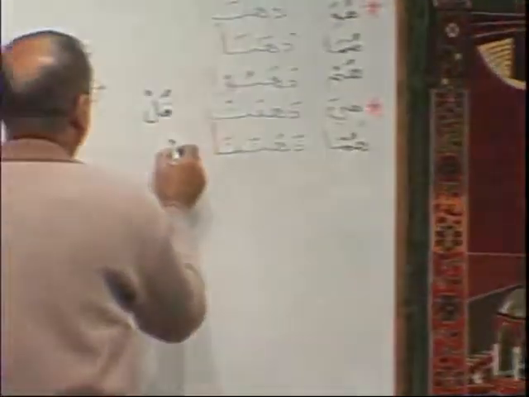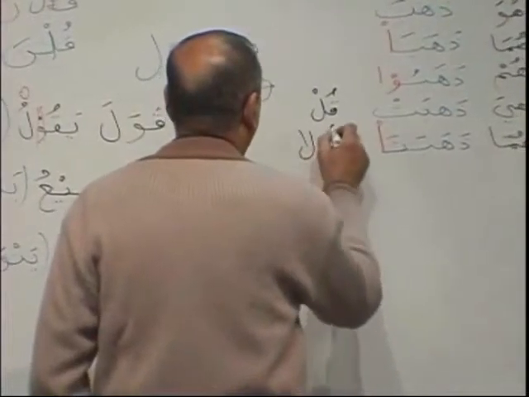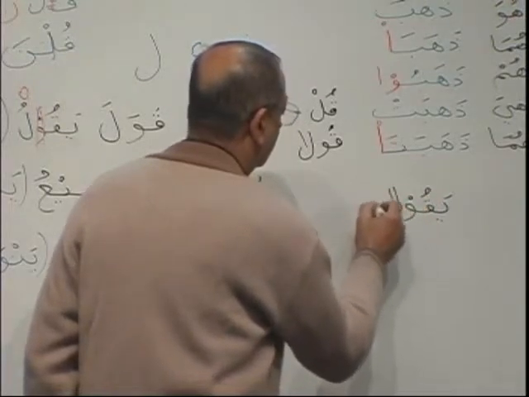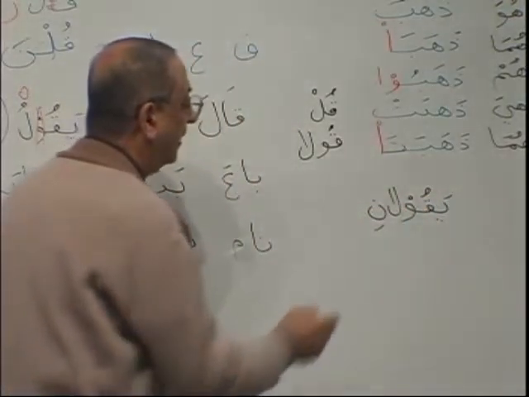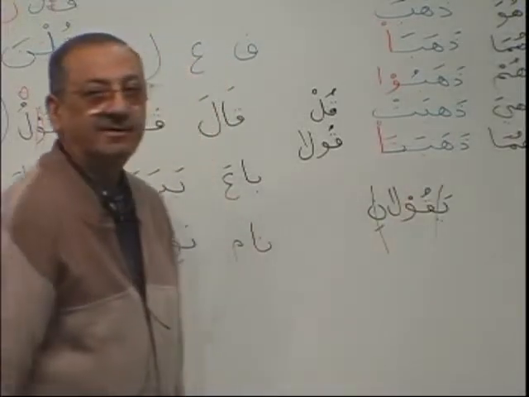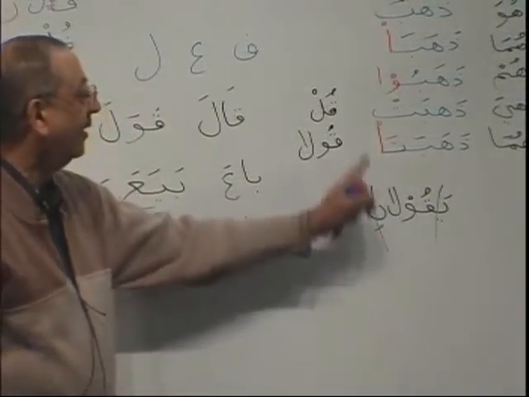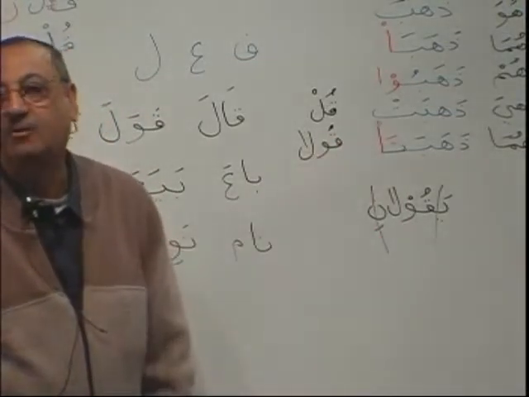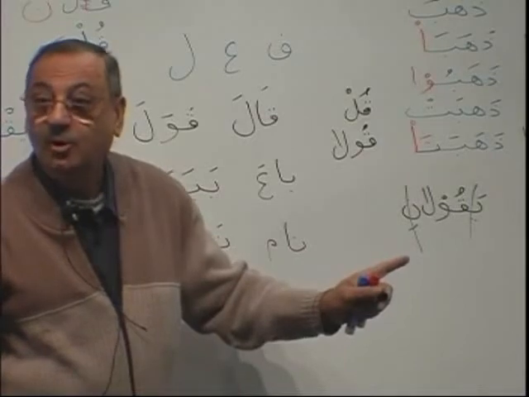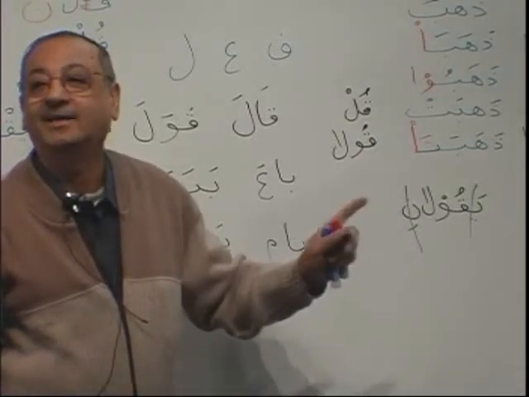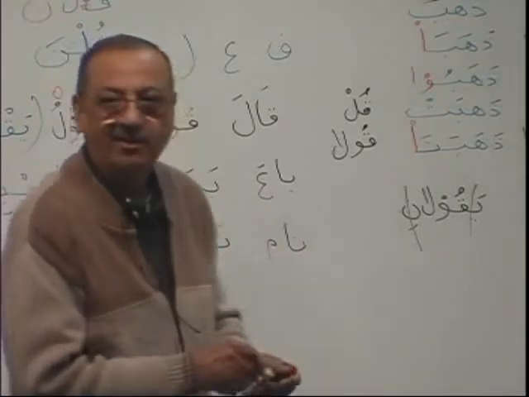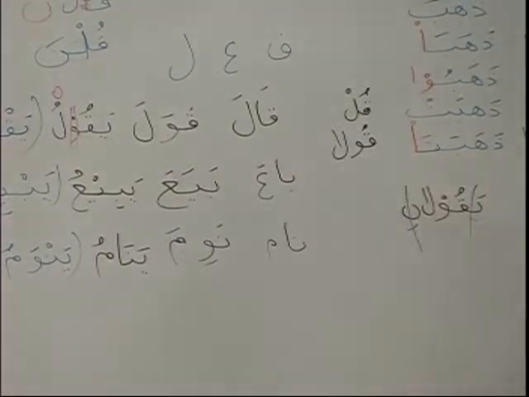Qul and then qūlā. Why qūlā, brother? It is yaqūlāni. If I make amr, I drop this. What is left? Qūlā. See, wāw. But do not say qulā without wāw. That will be wrong. So qul, qūlā, qūlū, qūlī, qūlā, and then qulna. It's very easy, brother. That's why I'm not writing in detail, brothers and sisters.